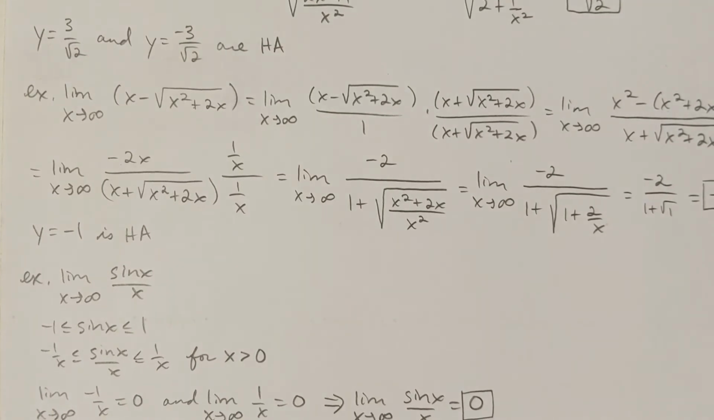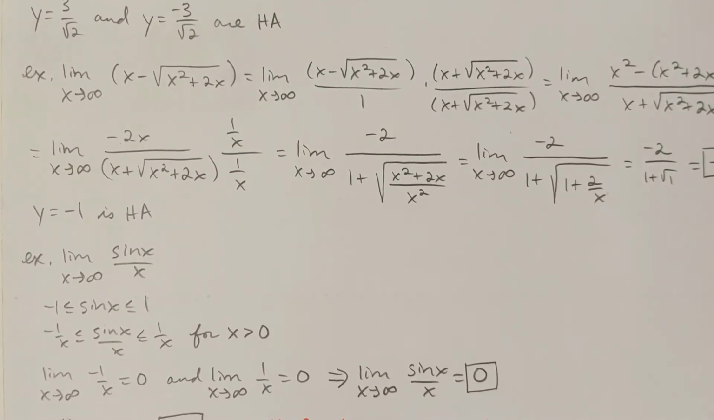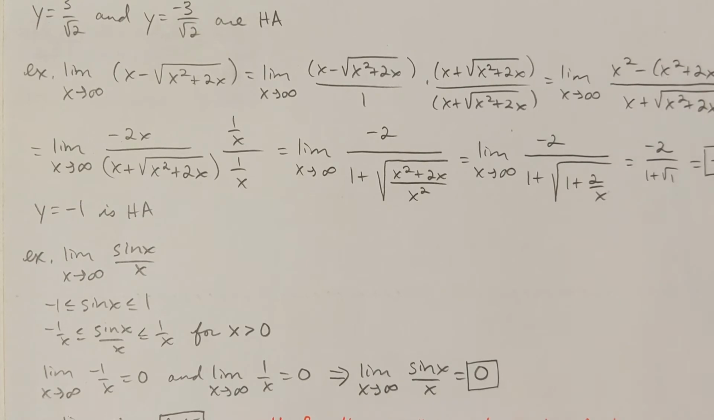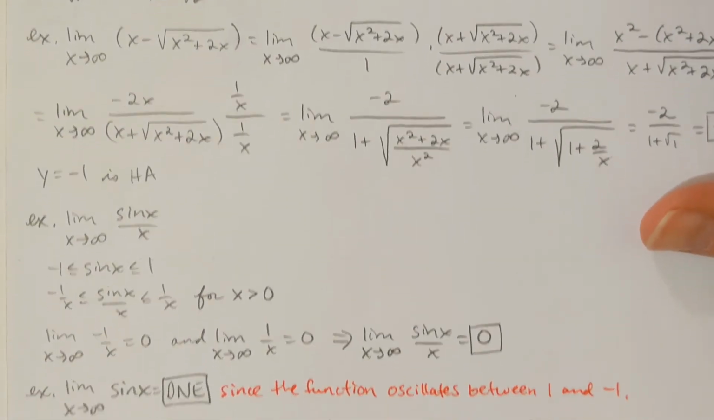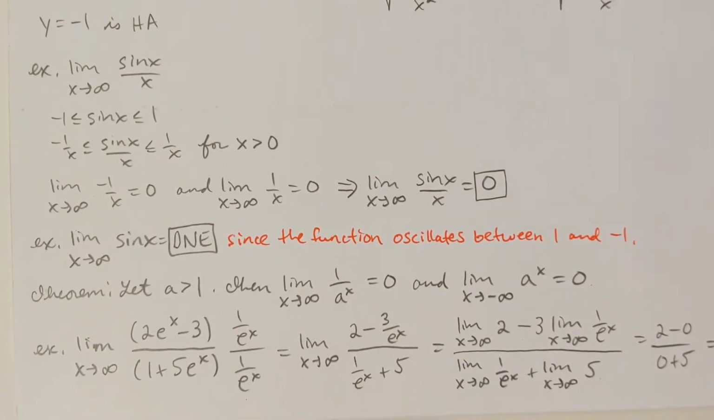Okay, and that's the point that I'm making. Some functions have horizontal asymptotes, and the only way to know what those equations are is to know limits. Okay, so you've got to know calculus. Let's take a look at another example.